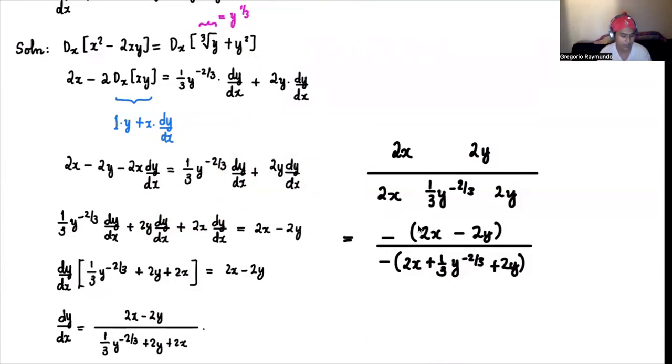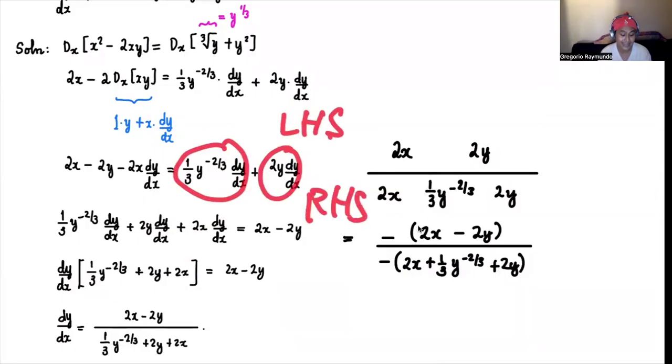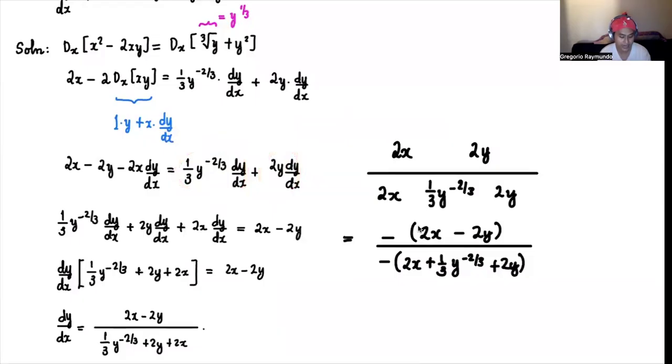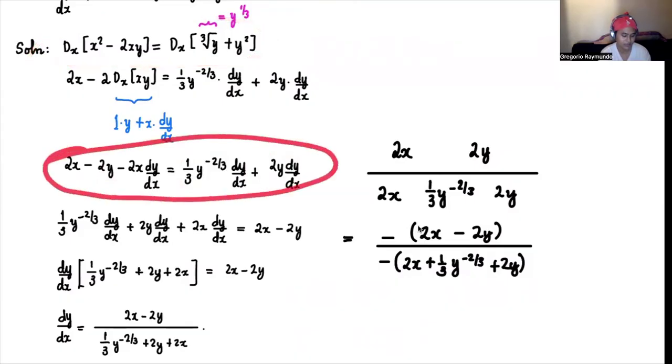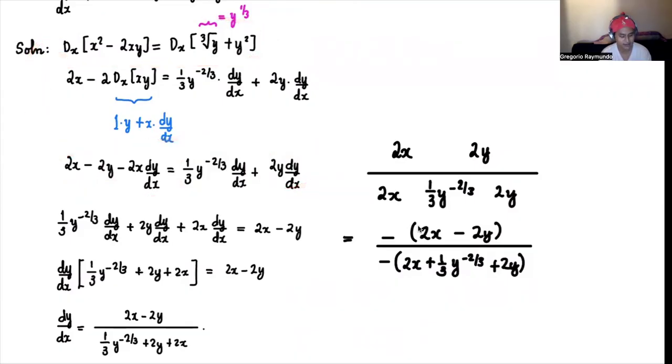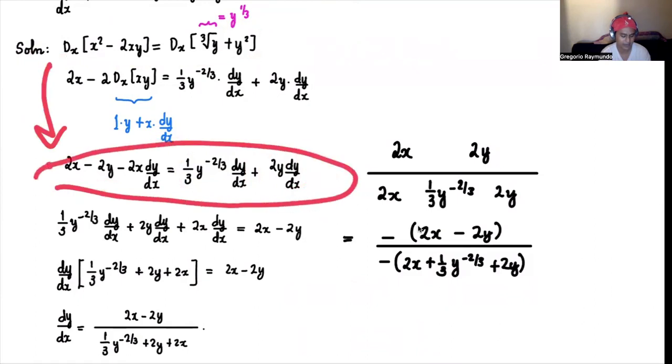Okay? So for example, etong mga may dy over dx, gusto mo nasa left-hand side, pero right now, nasa right-hand side sila. Sorry, nauna ako doon. Ganito muna pala. Ang una mong gagawin, lahat ng mga walang dy over dx. Step 1, i-derivative mo. Step 2, distribute. Basta yan.